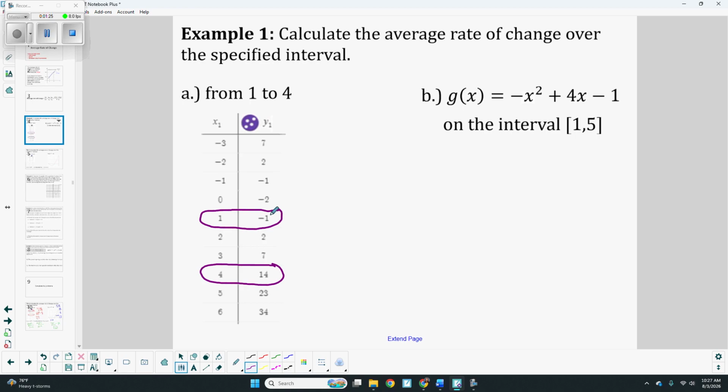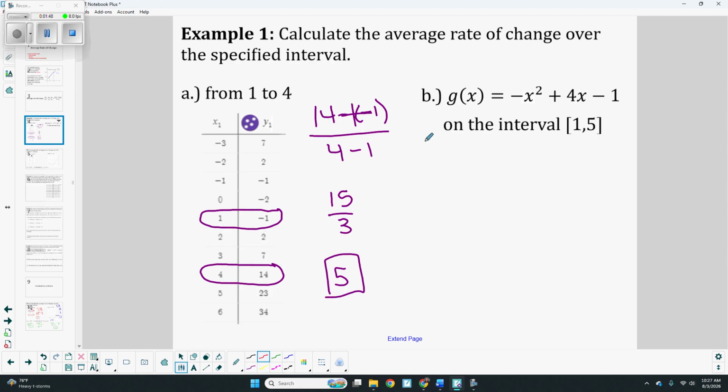So it's change in y over change in x. So 14 minus -1. Right, subtract the y's, 4 minus 1, subtract the x's. So 14 minus -1 is like 14 plus 1, so 15 over 4 minus 1 is 3, and 15 over 3 is 5.